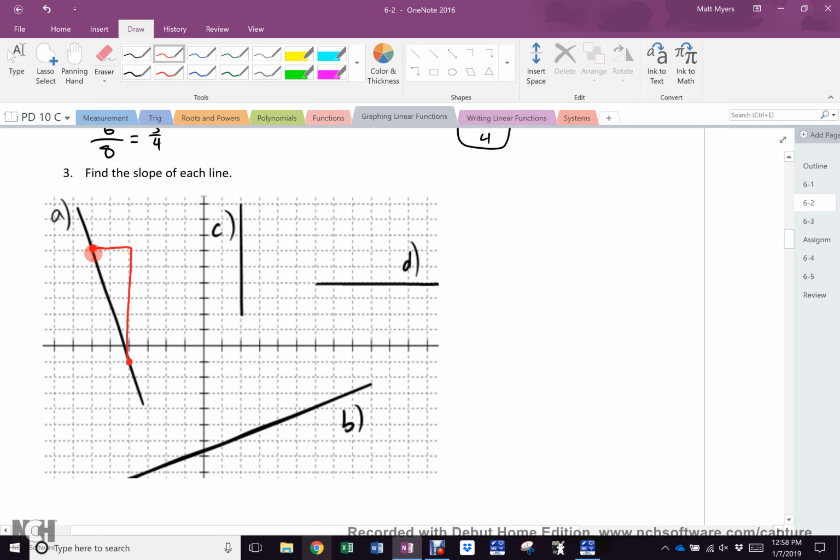What is that slope? Pardon me? 7 over negative 2. Negative 7 halves. Okay, let's do B. Can I use this point? Tell me when I can stop. Use that one. Yeah. Tell me the next time I can stop.